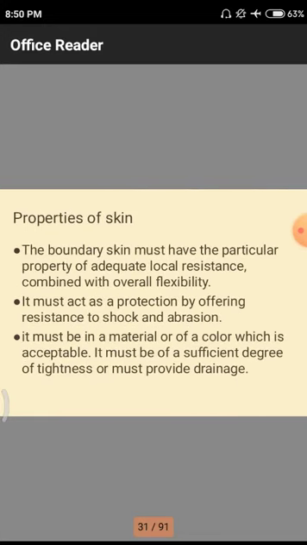Those are all the explanations about the skin. Next, what are the different properties possessed by these skin elements in reinforced earth? First of all, the boundary skin must have the particular property of adequate local resistance combined with overall flexibility. That means internally there may be some flexibility regarding the steel, and externally there may be flexibility regarding these skin elements, and the resistance is also combined with the overall flexibility conditions.